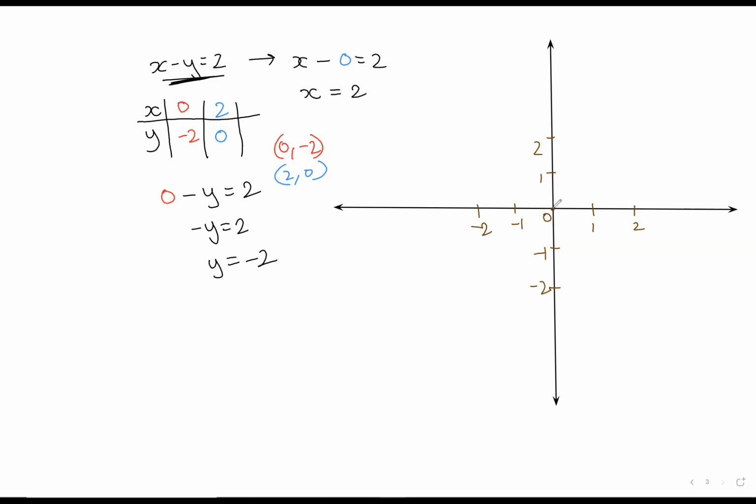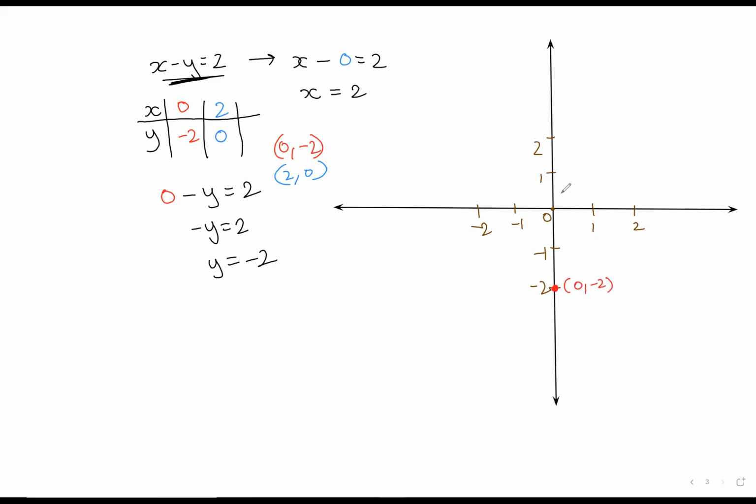Okay. So the first point is 0, comma minus 2. Where does it lie? We start with x is 0, right? So there is nothing on the x-axis. You don't move any right or left on the x-axis. So x coordinate is 0 and y coordinate is minus 2. So I'm going downwards and there it is, minus 2. That is my first point, 0, comma minus 2.